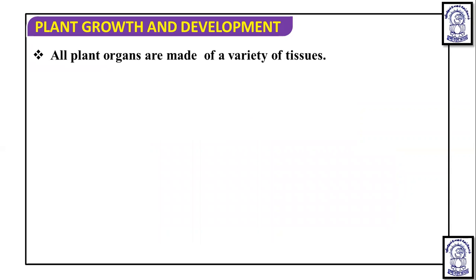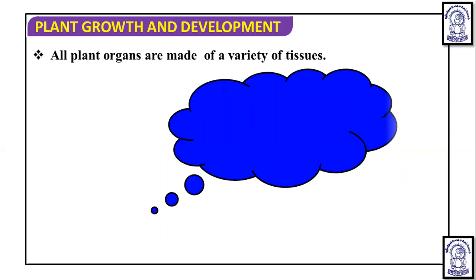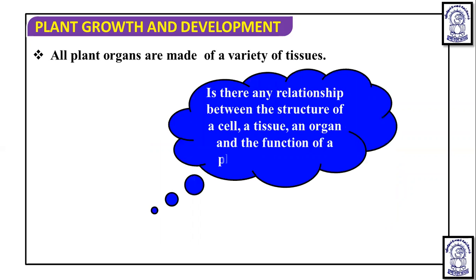And all plant organs are made up of a variety of tissue. We know that cells are going to form a tissue and tissues are going to form an organ. Now the question is, is there any relationship between the structure of a cell, a tissue, an organ, and the function of a plant they form? That is one of the important questions. Is there any relationship like that, between the structure and the function?